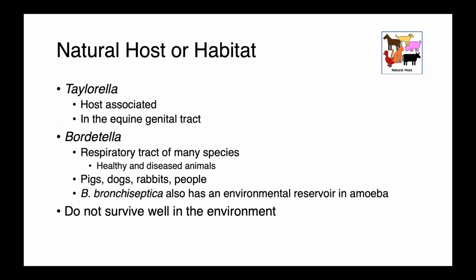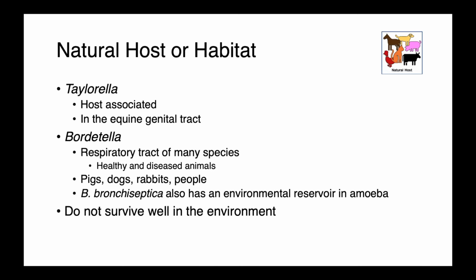Taylorella is a host-associated genus. It's primarily associated with the genital tract of equines. Bordetella, on the other hand, is a respiratory pathogen, and we find it in many animal species, and it's found among both healthy and diseased animals. The organisms we're going to focus on today include pigs, dogs, rabbits, and people, but it has a very broad host range, so we can find it in others as well.